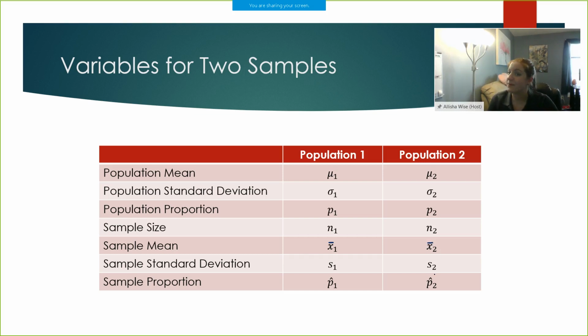So just the sample mean from the first group, the average of that first group, and then X bar 2 would be the average of the second group. Sample standard deviation is S, S1, S2, group 1 or group 2. And then sample proportion is P hat 1 and P hat 2. So just the proportion from group 1 and the proportion of group 2 for each sample. Any questions on these variables that you want to ask?